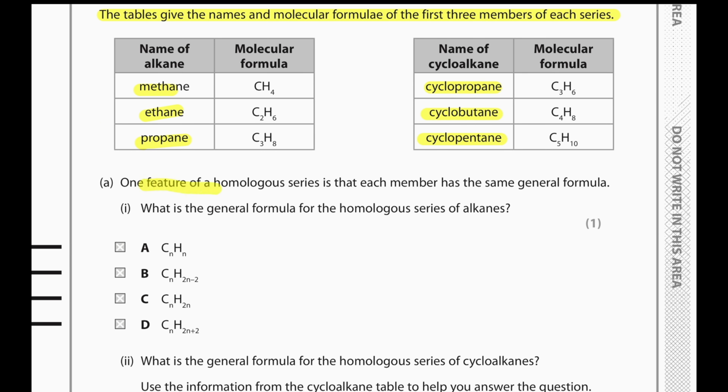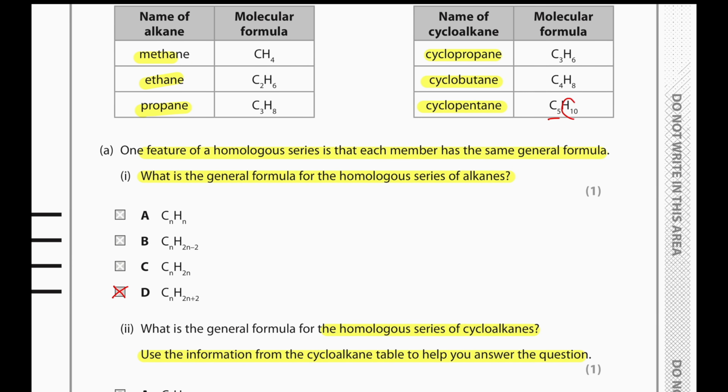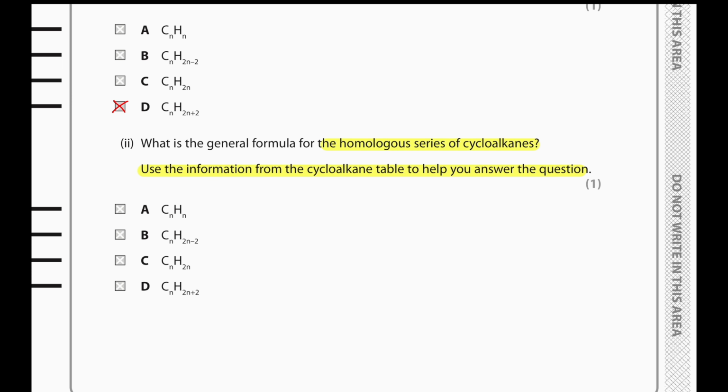One of the features of a homologous series is that each member has the same general formula. What is the general formula for the homologous series of alkanes? Alkanes have a general formula of CnH2n+2. What is the general formula for the homologous series of cycloalkanes? Use the information from the cycloalkane table to help you answer the question. Okay, you can see there are 5 carbons with 10 hydrogens. That means this is CnH2n.